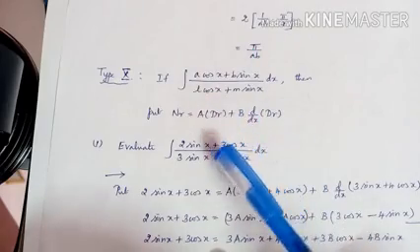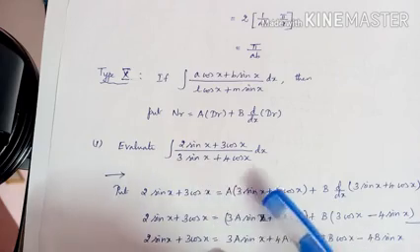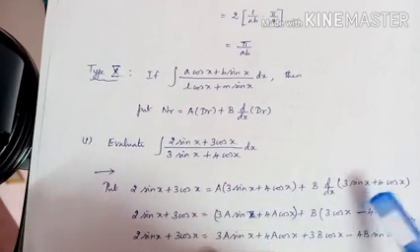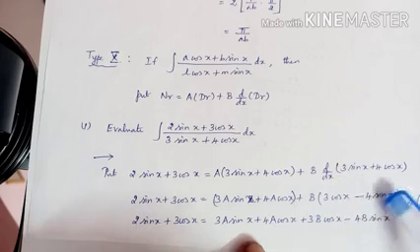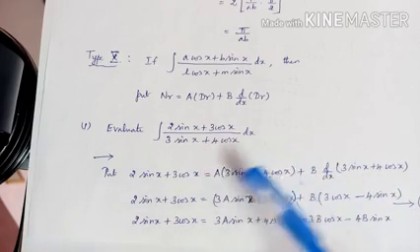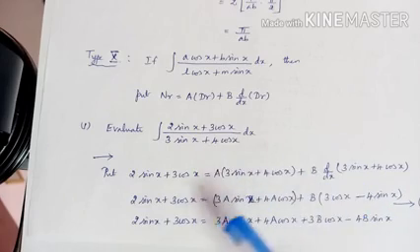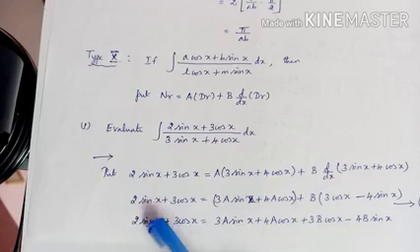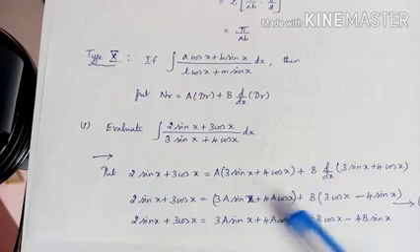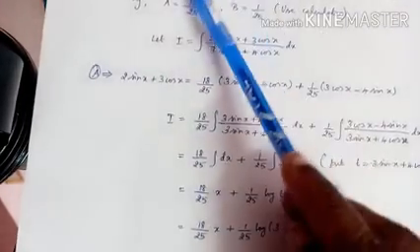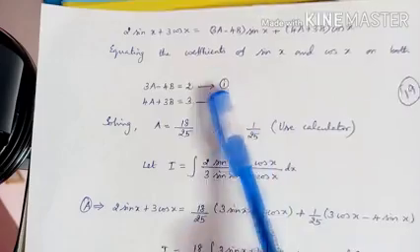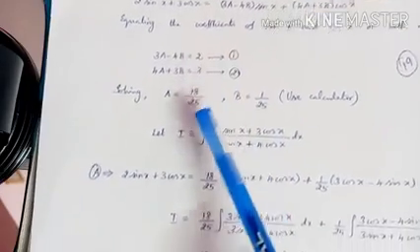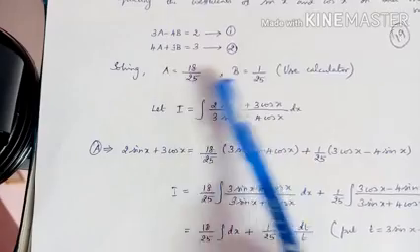This integrand, okay. So let us take numerator is equal to a into denominator plus b into differentiation of denominator. Let us differentiate the denominator. Now I need to find the values of a and b. In order to find them, let us equate the coefficients of sin x and cos x on both sides. Equating the coefficients of sin x and cos x, you will get two equations. Solve the equations and you will find the values of a and b.